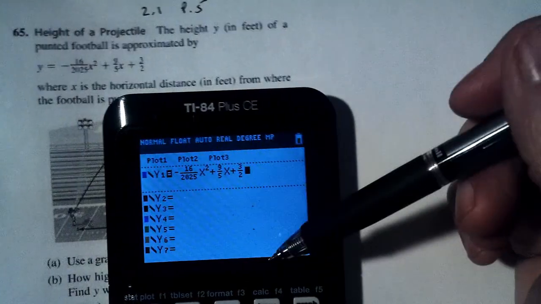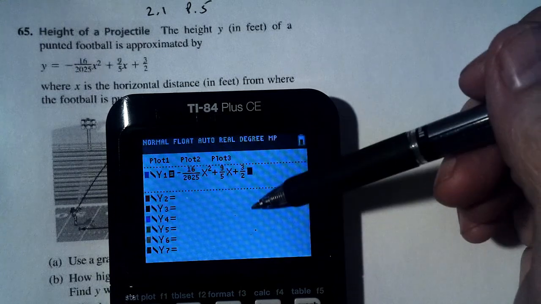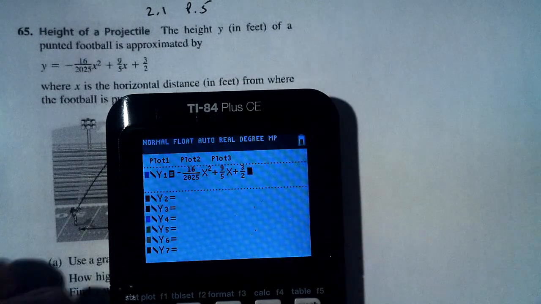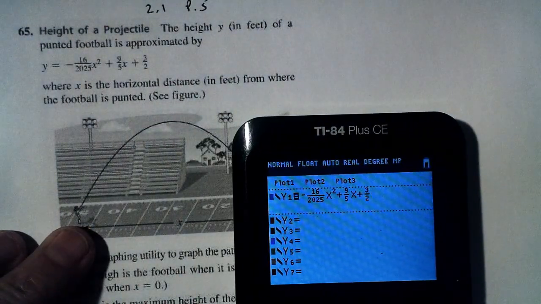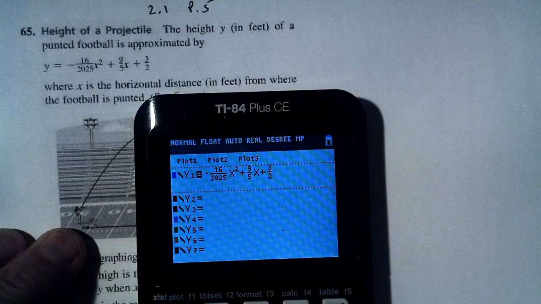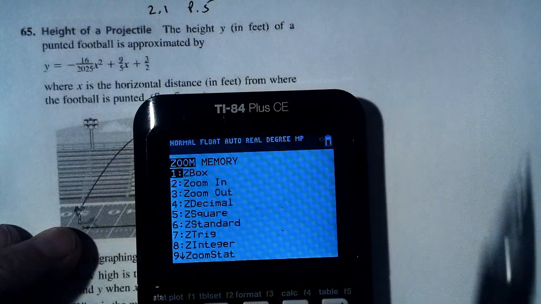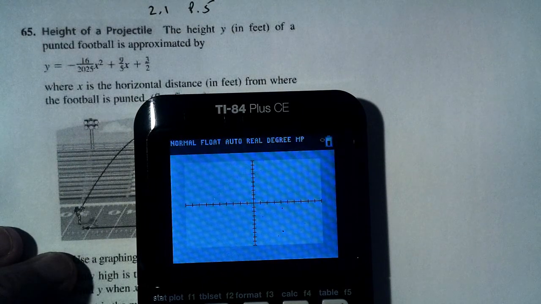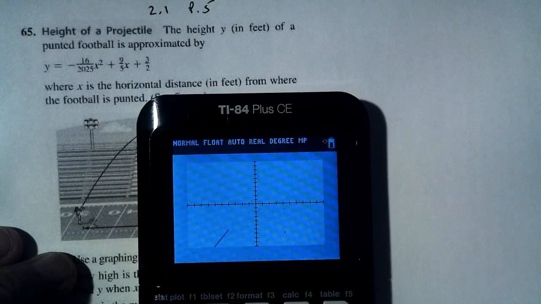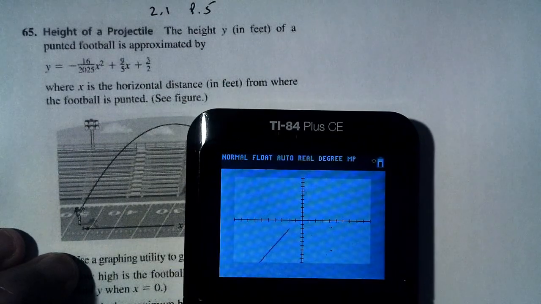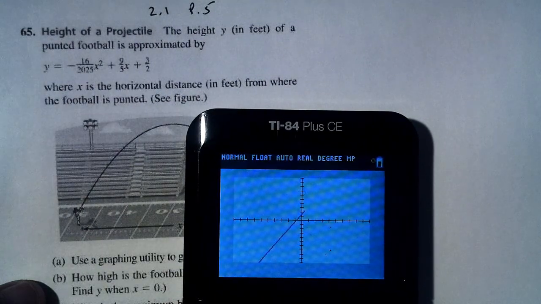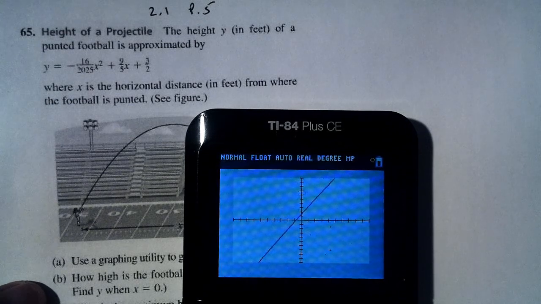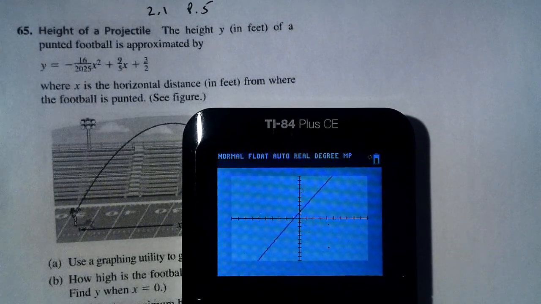Now, I'm in Zoom Standard. I don't think Zoom Standard is going to do me a whole lot of good here, just because of the very nature of this graph. But let's go ahead, Zoom Standard. And here comes our football right there. And we really don't care about it to the left of 0. And it very much looks like a straight line there.